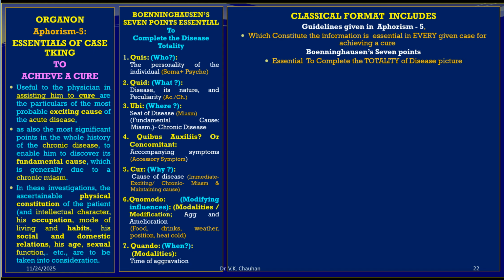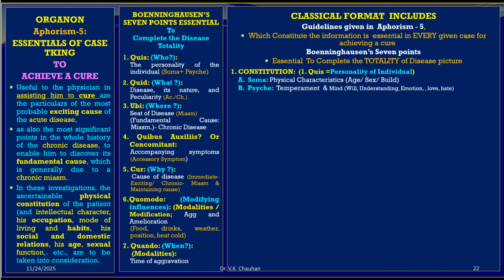Boenninghausen's 7 points are essential to complete the totality of the disease picture. So it includes number one, constitution, the personality of the individual. In constitution, what are we going to see? Somatic features, physical attributes, age, sex, build. And in the psyche, we'll find the temperament, the mental state, will, understanding, emotion, love, hate, memory. All those things we are going to pick up here.